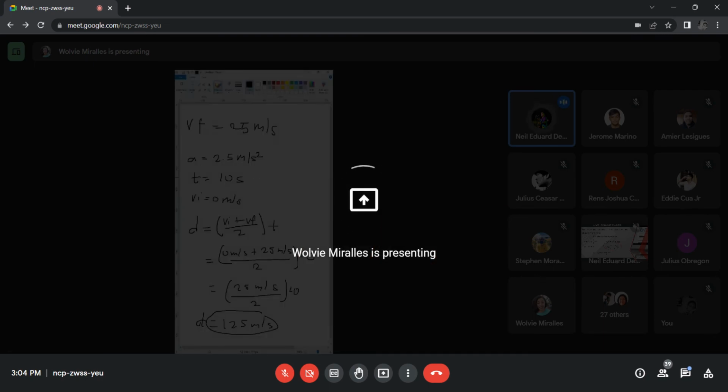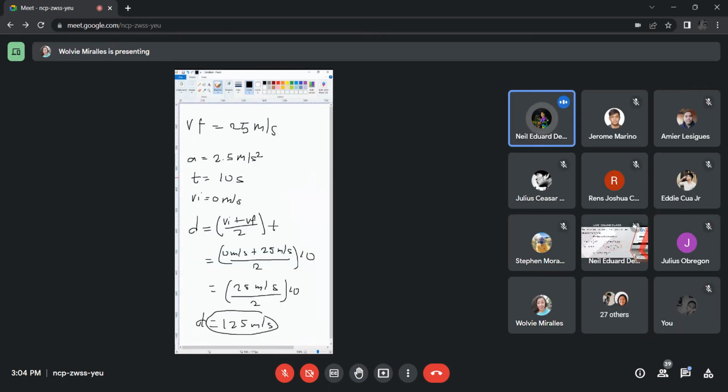So that's actually correct. No, but then I used the other equation, the fifth one. Oh, that's it. So you use the formula: displacement is equal to the initial velocity plus final velocity divided by 2 times time. So that's actually correct. So you can actually check if they become equal if you substitute both sides.